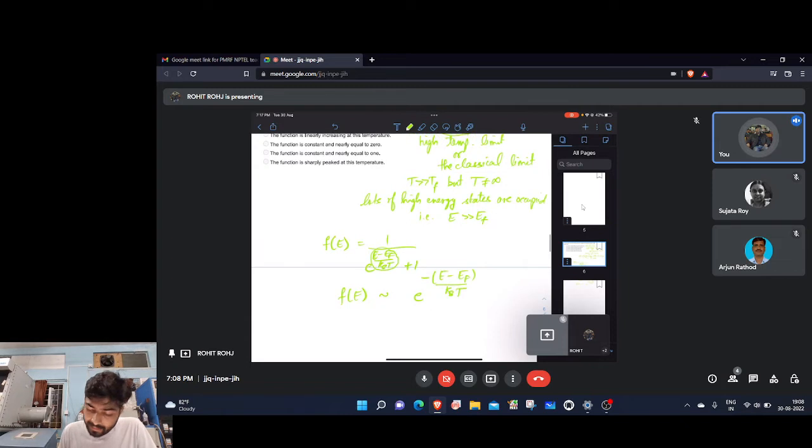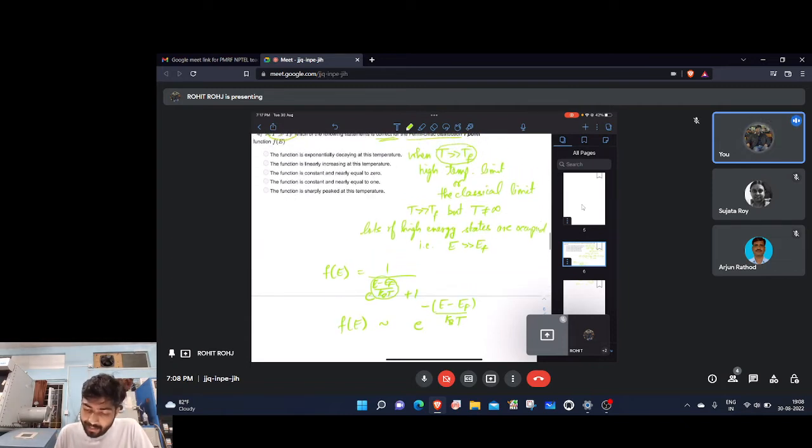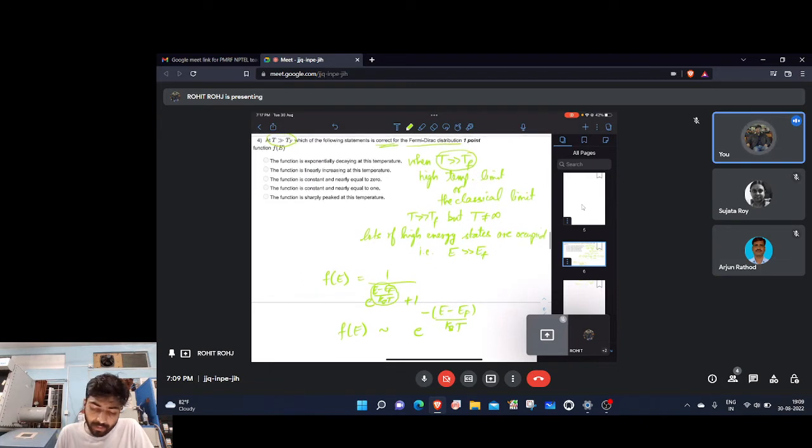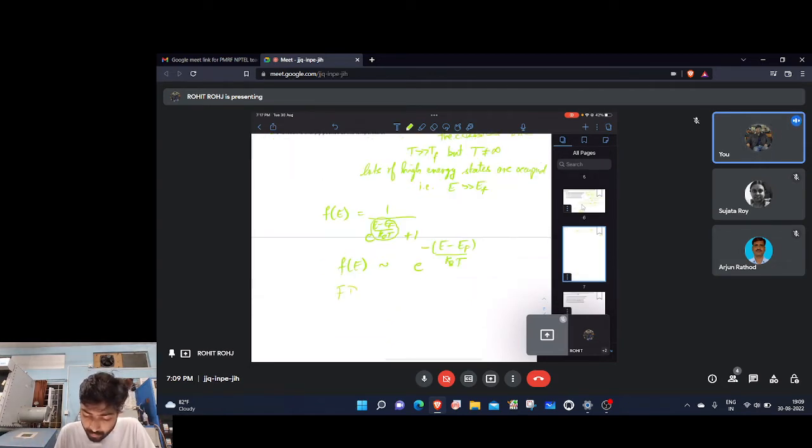Now this is not an exact expression, this is an approximation, but one gets an idea that at temperatures very larger than Fermi temperature, the Fermi function goes as an exponential decay. So the correct answer would be the function is exponentially decaying at this temperature, because we are in the classical limit, and in the classical limit the Fermi Dirac distribution approaches Maxwell-Boltzmann, where we have exponential decays.